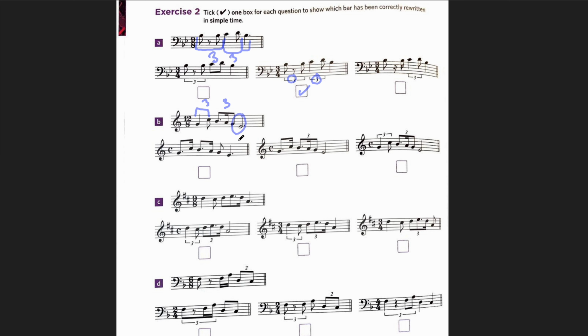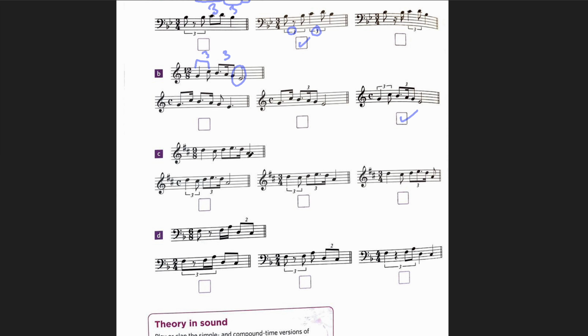Then we have that there. Okay. So what is looking the same? A, B, or C? Well, C does look pretty similar to what I've drawn, so that must be the answer.